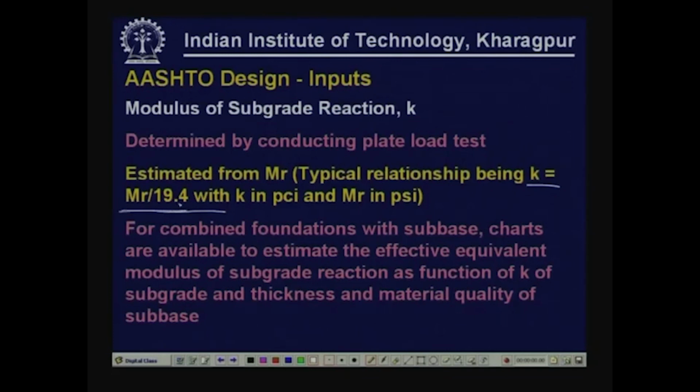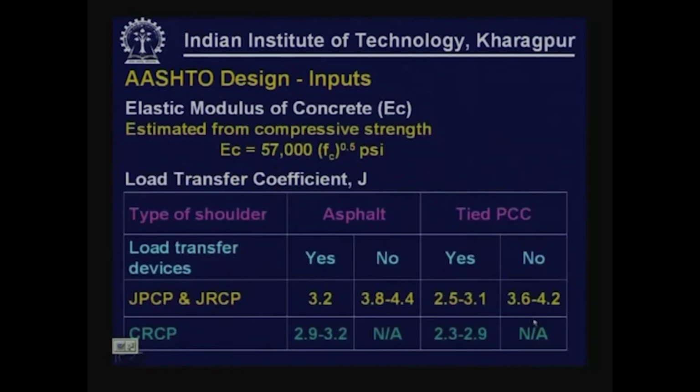For combined foundations with subbase placed over subgrade, AASHTO gives us charts using which we can estimate the effective equivalent modulus value of subgrade reaction for the combined foundation. So, that can be done as a function of K value of subgrade and thickness of the subbase and also the material quality of the subbase. Elastic modulus value of concrete can be estimated from its compressive strength using this expression.